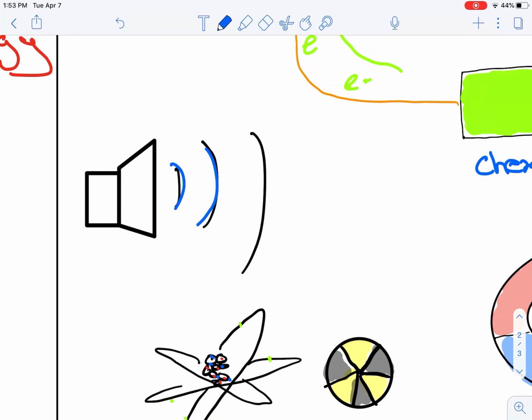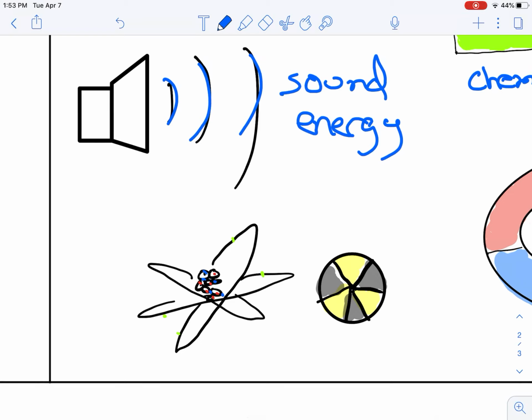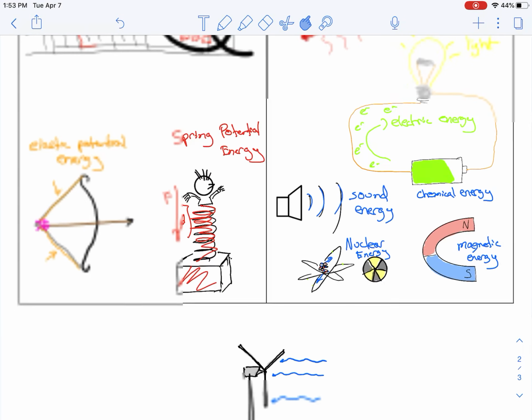This is supposed to be a drawing of a speaker that I drew, and it's producing sound. Sound waves travel through the air, and this is sound energy propagating through a room. Now, this is a drawing of an atom, and if you could separate the protons from each other and you can perform some nuclear fission, you would be messing around with nuclear energy. Nuclear energy. That's why I drew that little nuclear symbol there. So these are just other non-mechanical forms of energy that we think about.